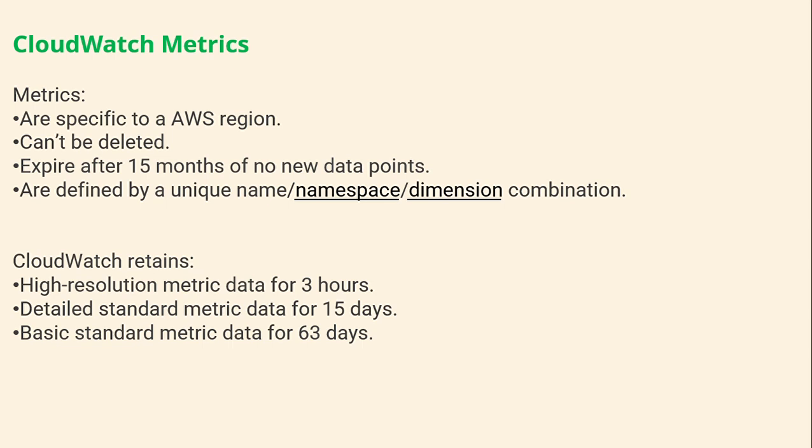The different metrics provided by CloudWatch are specific to an AWS region, cannot be deleted, and expire after 15 months of no new data endpoints, and are defined by a unique name, namespace, dimension combination. CloudWatch retains high resolution metrics data for 3 hours, detailed standard metrics data for 15 days, and basic standard metric data for 63 days.